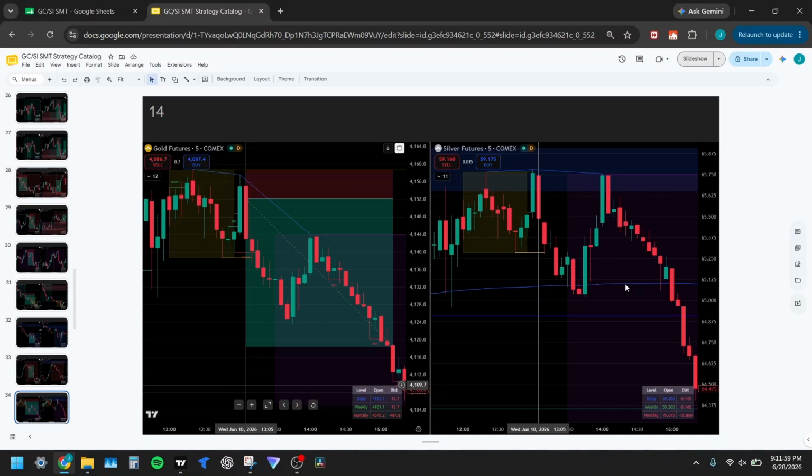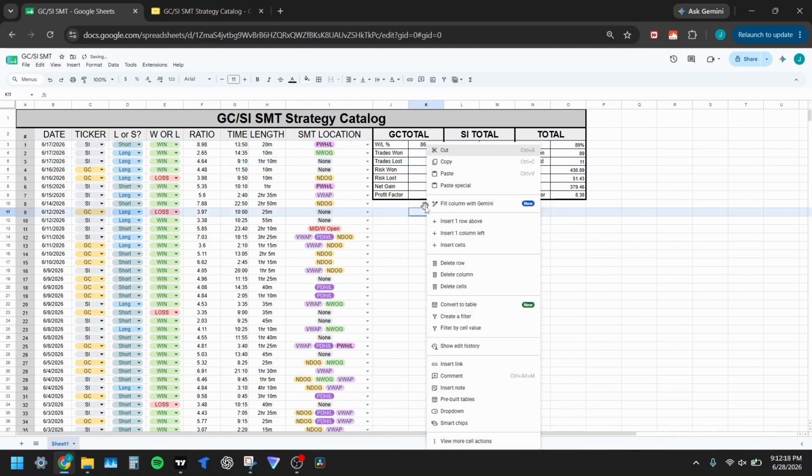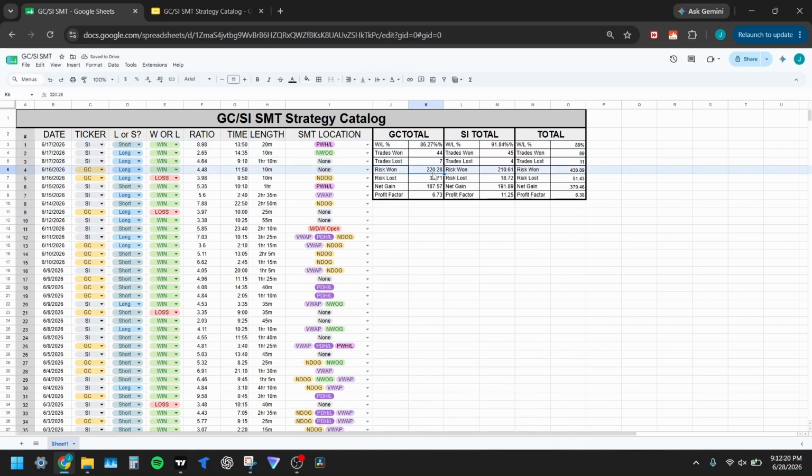Just don't get caught up in every single SMT, because not every single SMT is going to be making you money. It's not going to be the greatest, most perfect strategy in the world, but it does have its statistics. So you see 86.27% out of 100 trades. That's very impressive. 44 trades won, 7 lost, and you would even see how we have the risk won is 220 and risk lost is 32.